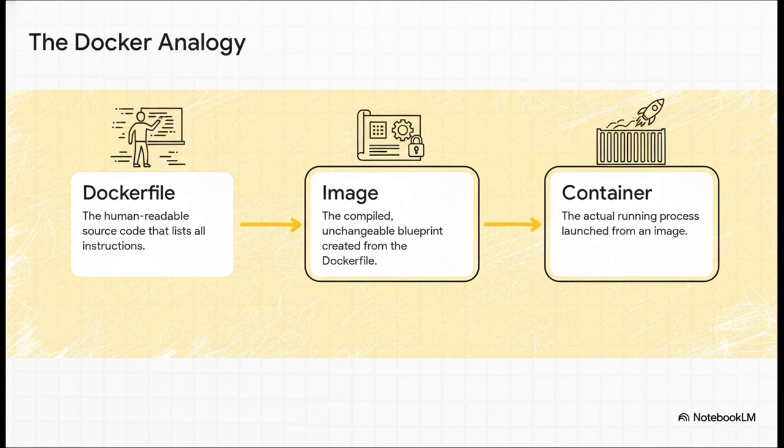You know, the source material has this fantastic analogy that makes it all click. Think about it like you're writing code. First, you have the Dockerfile. That's your source code, your human-readable recipe. Then, you build it, and that creates an image. The image is like your compiled program, a static blueprint. And finally, you run the image, which creates a container. That's your actual running process. See? Source code, compiled binary, running process. It's a really powerful way to think about it.